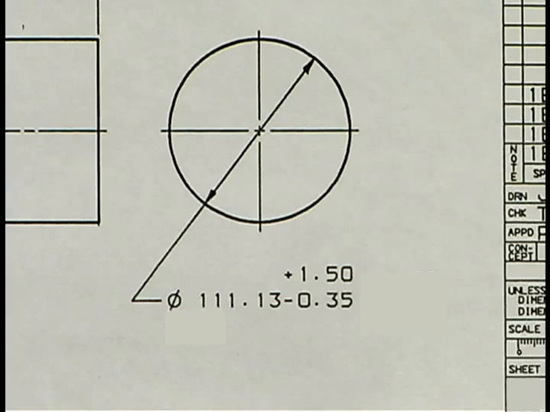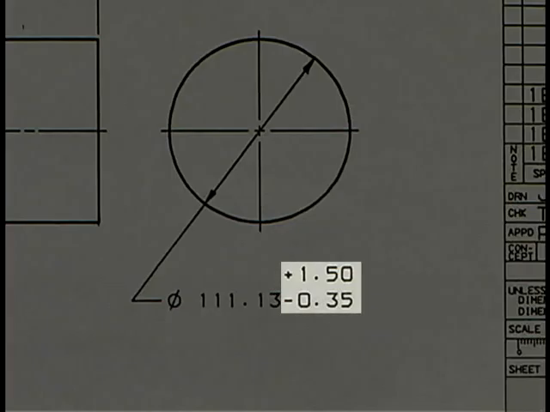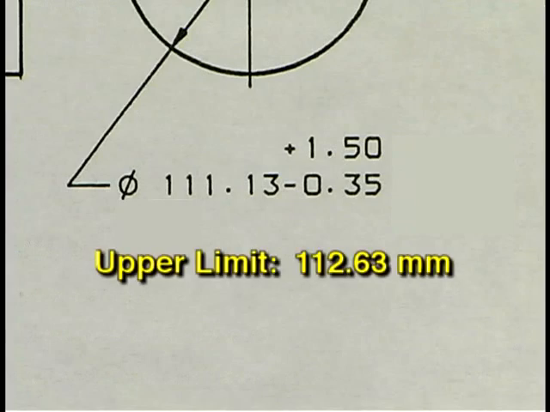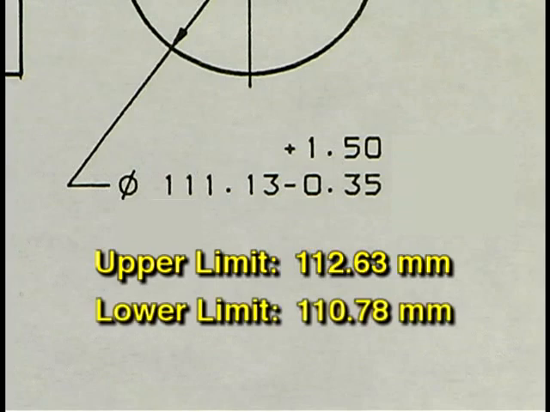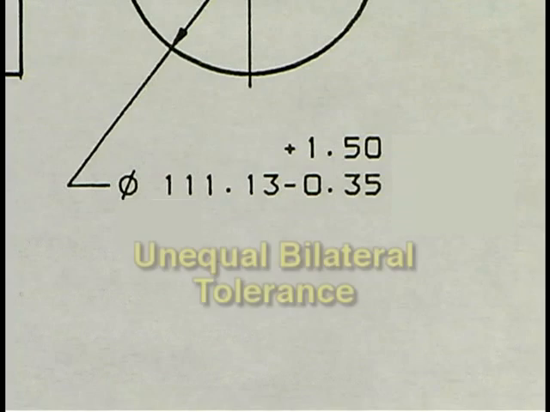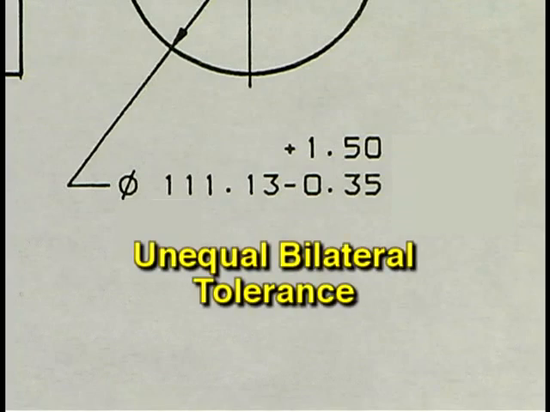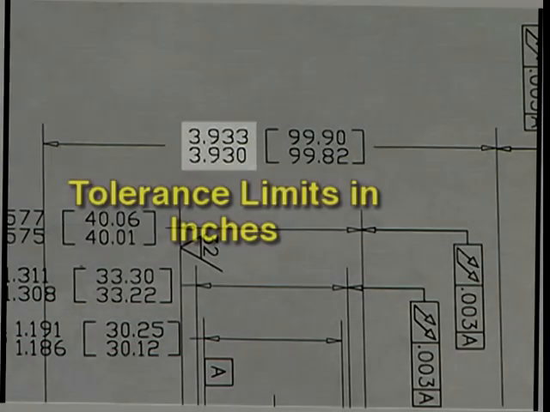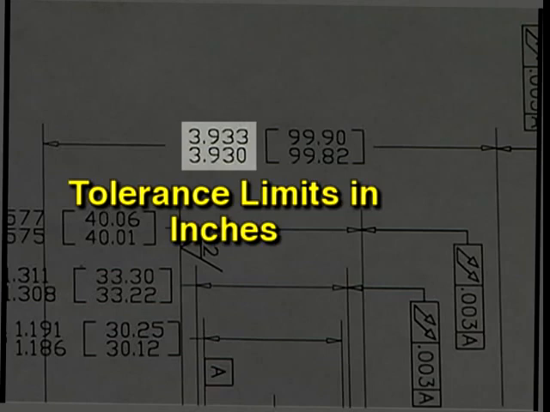For example, this tolerance is given as plus 1 millimeter 50 hundredths and minus 35 hundredths of a millimeter. The upper limit for this feature is 112 millimeters 63 hundredths, and the lower limit is 110 millimeters 78 hundredths. This type of tolerance is sometimes called unequal bilateral, since the nominal is not in the center of the tolerance zone. Some prints, especially those with unequal bilateral tolerances, will not note a nominal dimension, only the upper and lower limit of a tolerance zone.